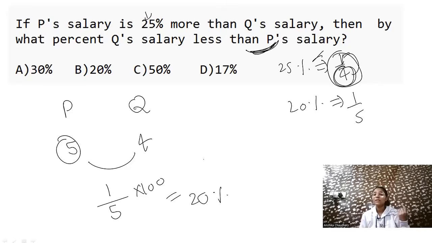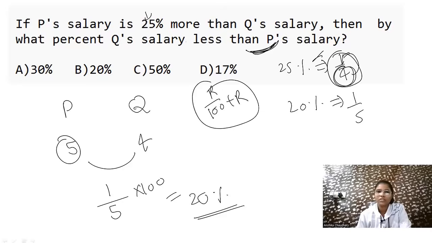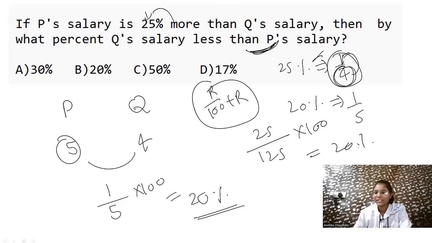Okay, so who will know the shortcut trick? Only those students will be able to crack the examinations, right? So 20% will be the answer. Again, there is one more method. There is a formula, R upon 100 plus R. Whatever the percentage is, you have to put it like this, and this will be 125, and you have to multiply it with 100, so you will get 20% as the answer.